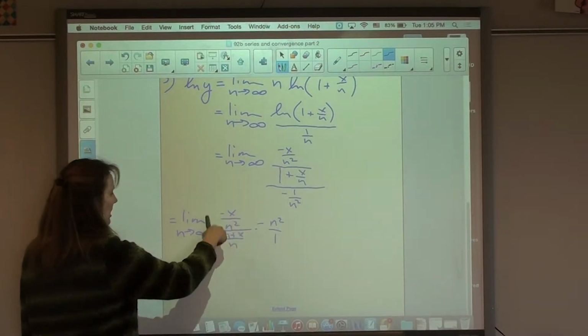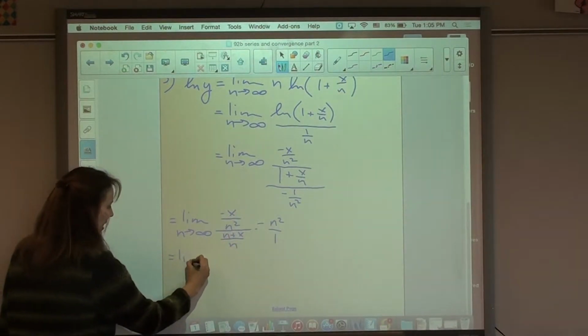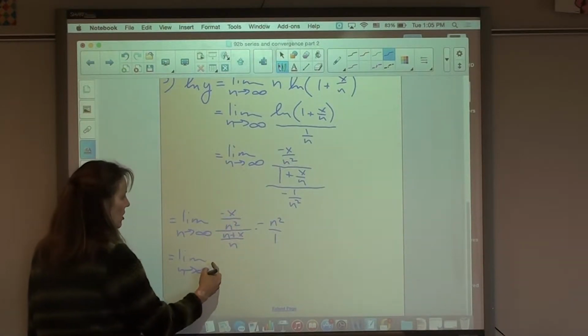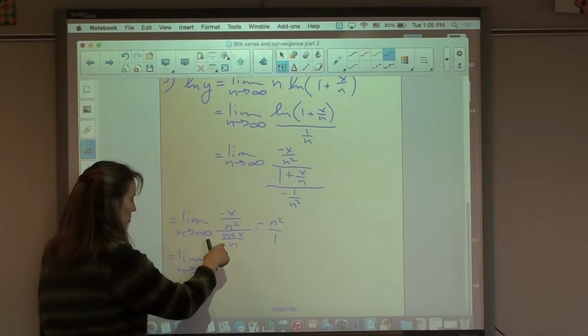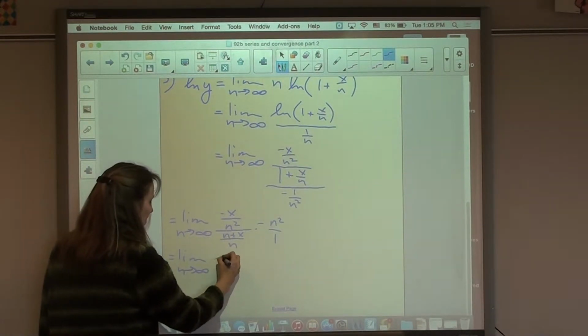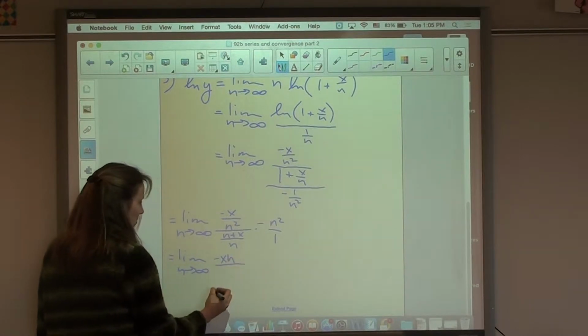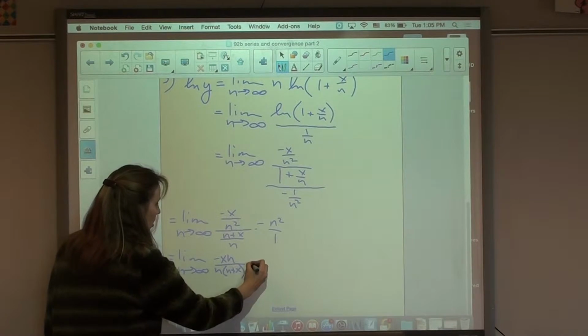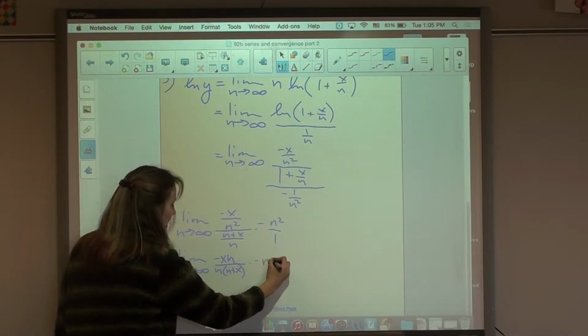All right, and if you want to clean this up first, if you're confused about how to flip the fractions around and everything, you can feel free to clean this up first. So this actually equals, if I multiply top and bottom by n squared, negative xn over n times n plus x, all times negative n squared.